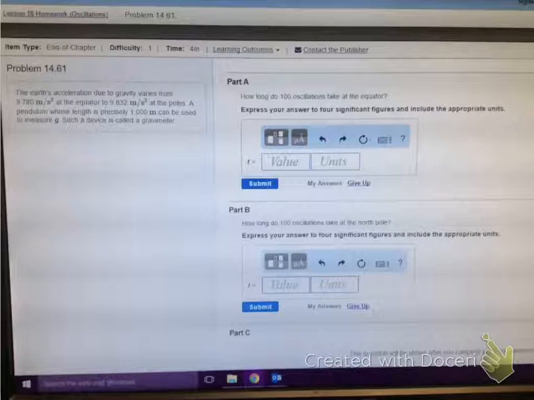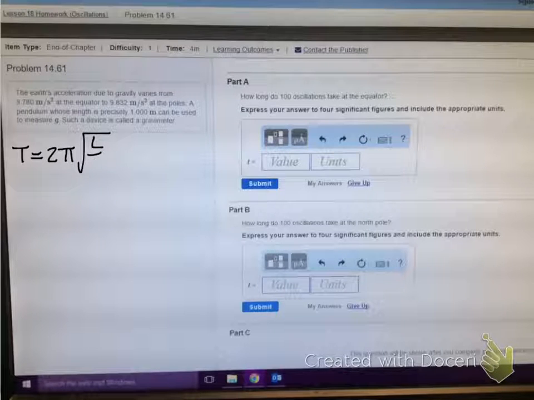So, in order to find out how long 100 takes, let's find out how long 1 takes first. And to do that, we're going to look at the period for a pendulum. The period for a pendulum is equal to 2 pi times the square root of L over G. For the first part, we are looking at the gravity near the equator, that's 9.78 meters per second squared. That's what you're going to plug in for the G right here. The length is going to be your 1 meter.